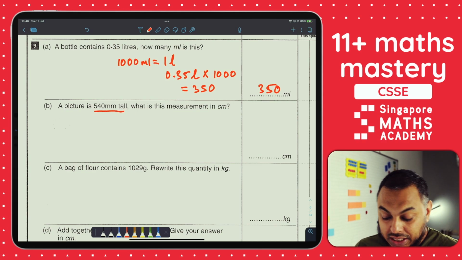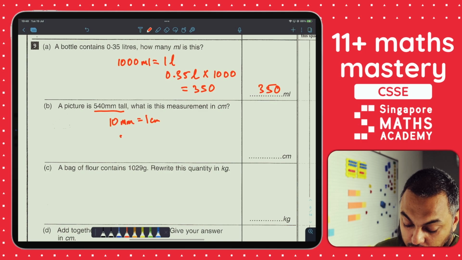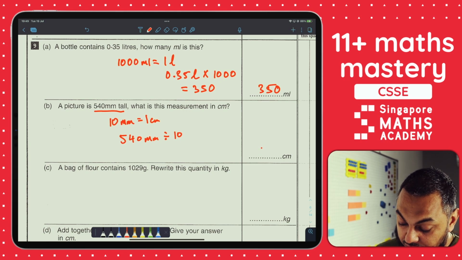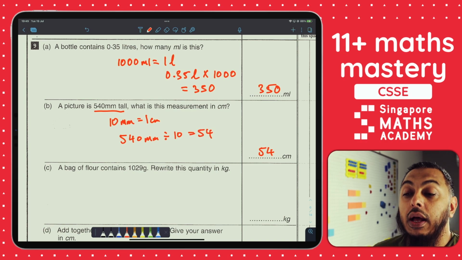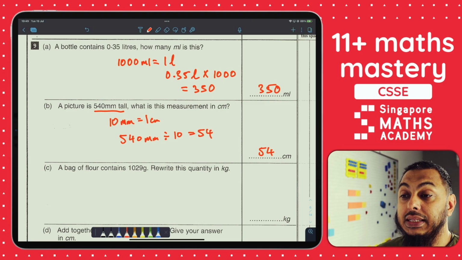The picture is 540 millimeters tall. What is the measurement in centimeters? We know 10 millimeters equals 1 centimeter. So we have to do 540 millimeters divided by 10, because for every 10 it's 1 centimeter. That's going to be 54 centimeters, which is equivalent to 540 millimeters.